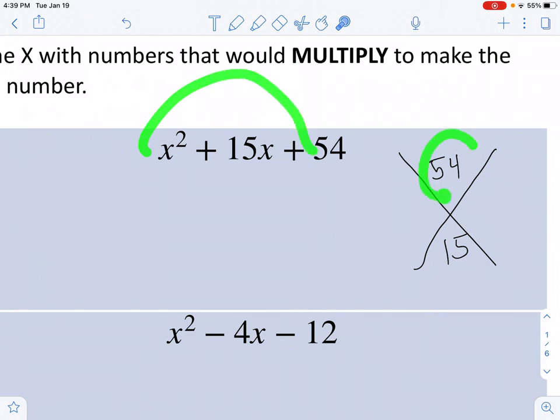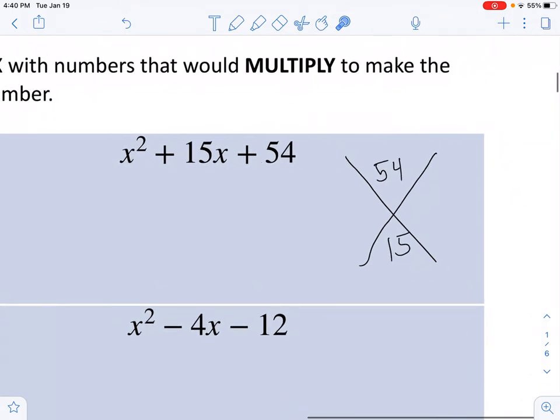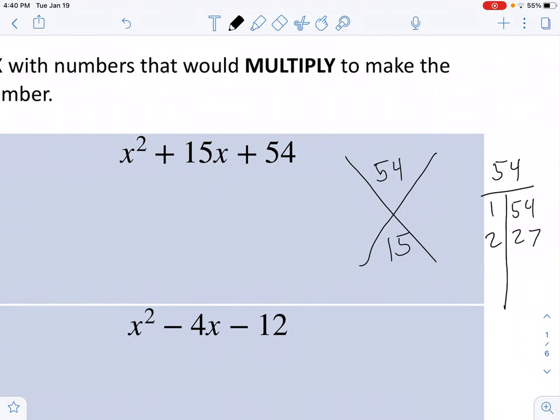1 times 54 is 54. Okay, so I'm thinking, what will multiply to make 54 and combine to make 15? So 54, I'm going to list some things. I know 1 times 54, 2, and that should be 27. 3 works. 3 goes into 5 once with 2 left over, and so that's 18. 3 and 18. 4 doesn't work. 5 doesn't work. 6 and 9. 7 doesn't work. 8 doesn't work, and then we're back to 9.